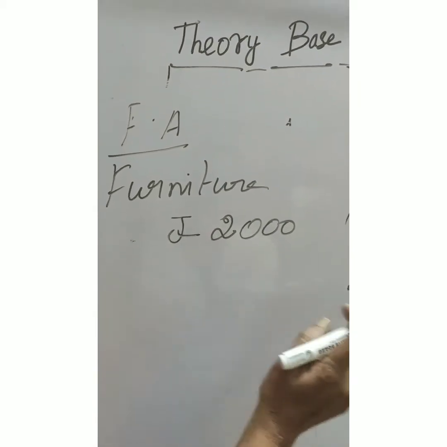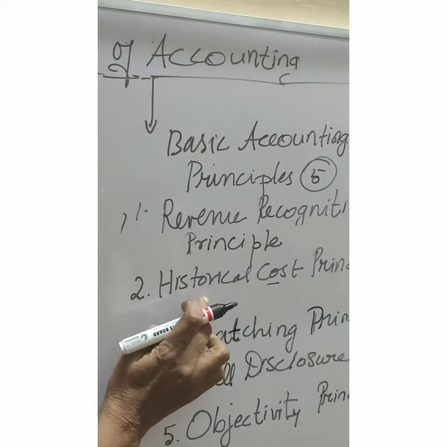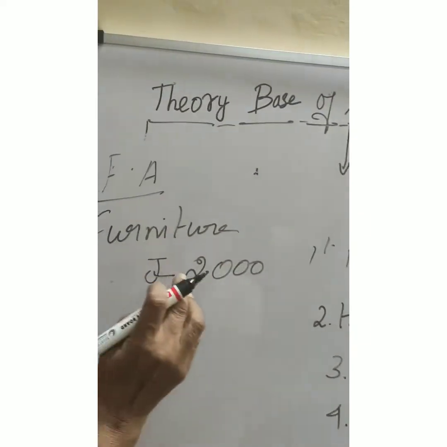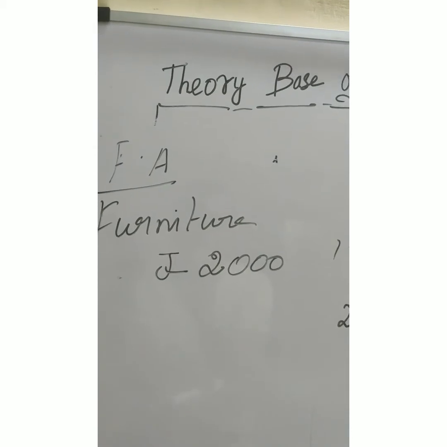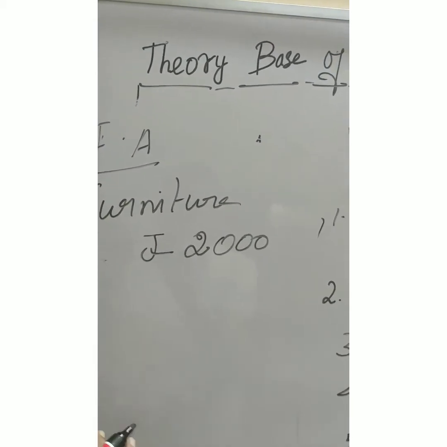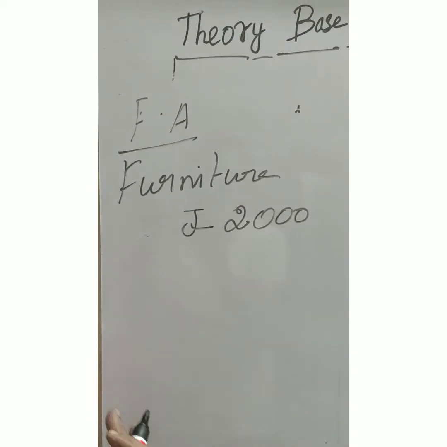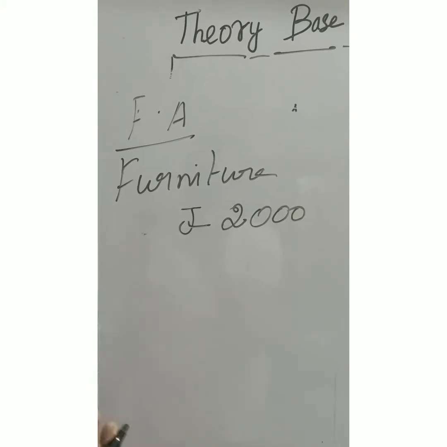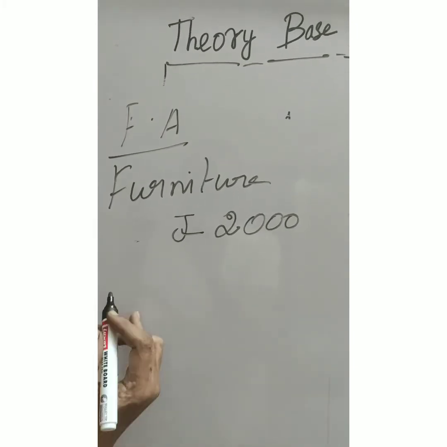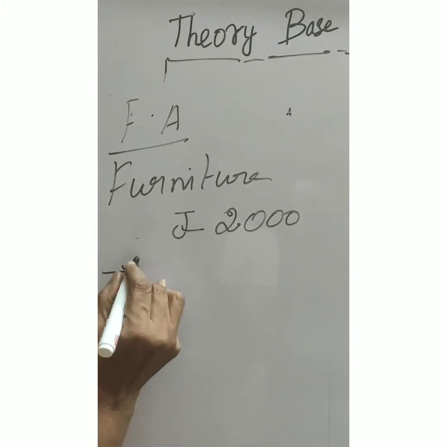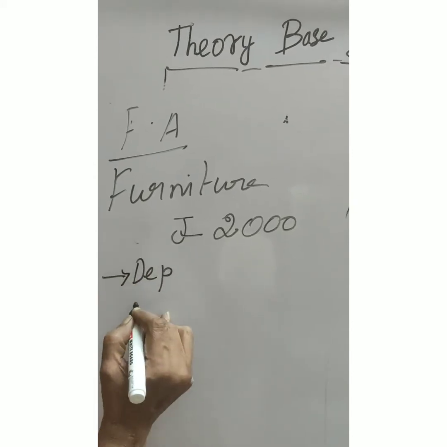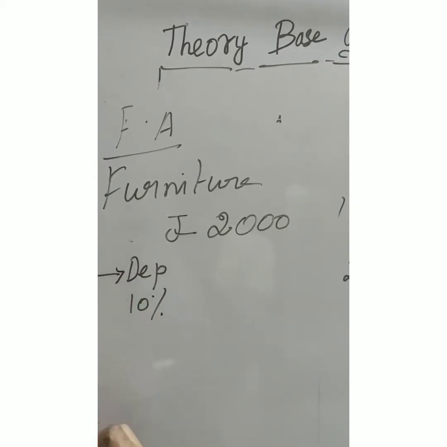Okay, historical cost says that the original cost will be shown in the books of accounts, but each year the furniture will be used and there will be some depreciation. That depreciation they will fix, for example, at 10% on the original cost.